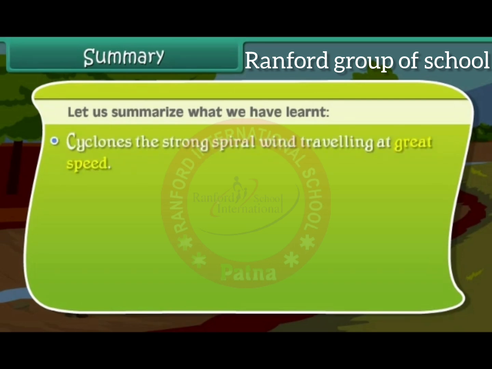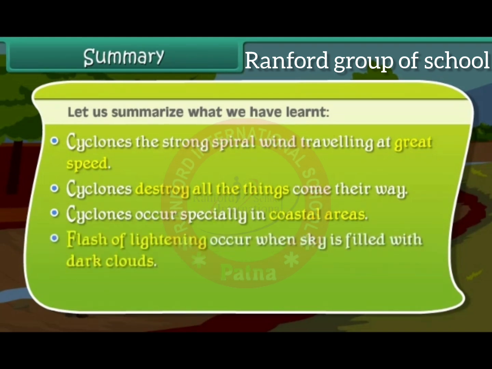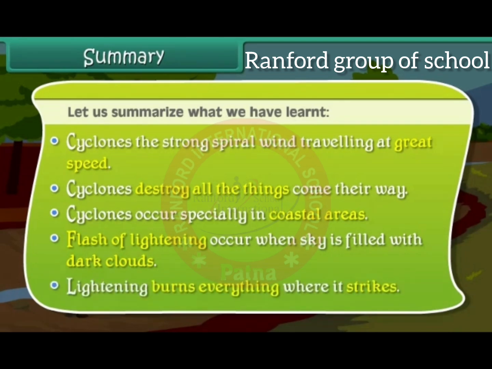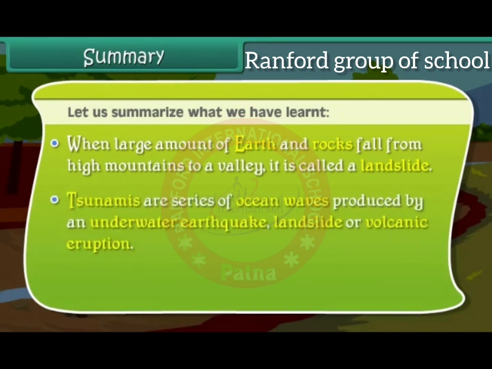Cyclones are strong spiral winds traveling at great speed. Cyclones destroy all the things that come their way. Cyclones occur especially in coastal areas. Flash of lightning occurs when the sky is filled with dark clouds. Lightning burns everything where it strikes. When a large amount of earth and rocks fall from high mountains to a valley, it is called a landslide. Tsunamis are series of ocean waves produced by an underwater earthquake, landslide, or volcanic eruption.